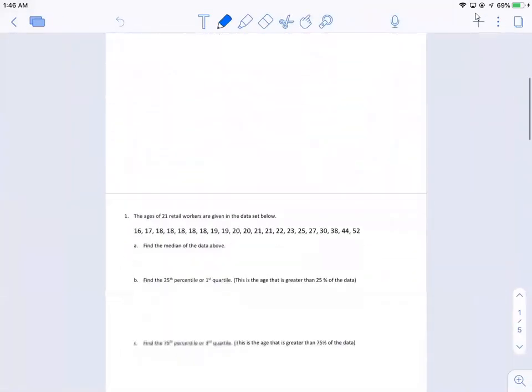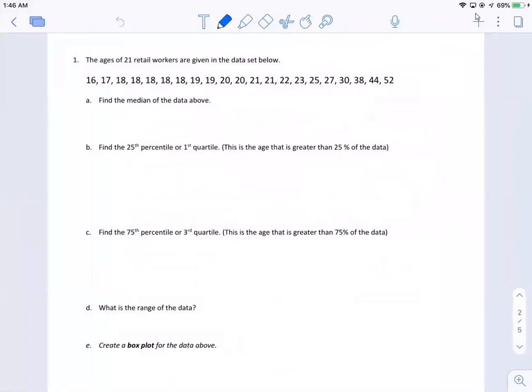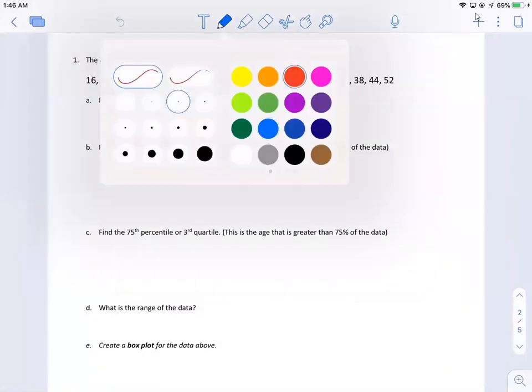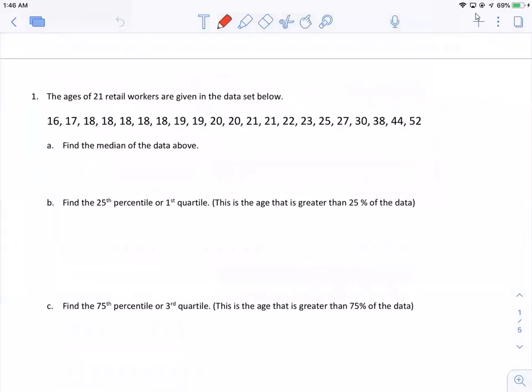All right. So today, we're going to organize our data in a different way. It's just another visual representation. So we did dot plots already. You should be able to make a dot plot of this data, of course, but today we're going to make something called a box plot.